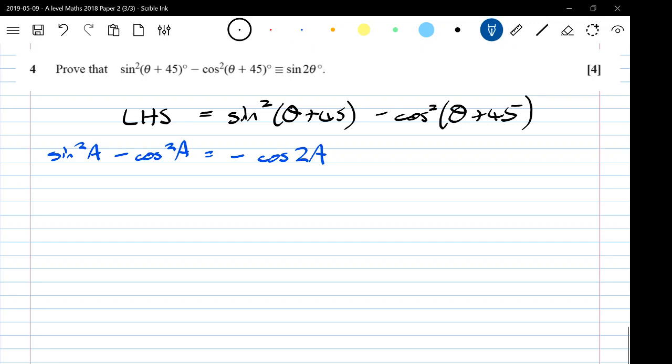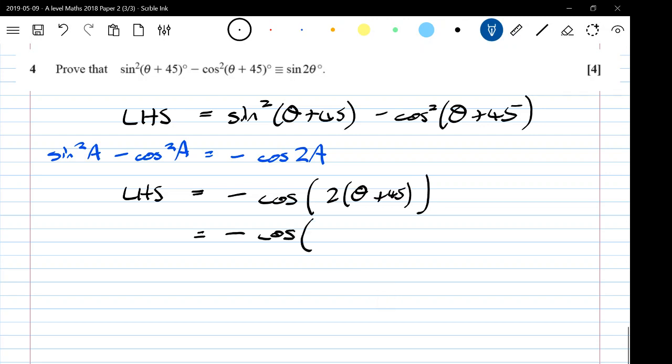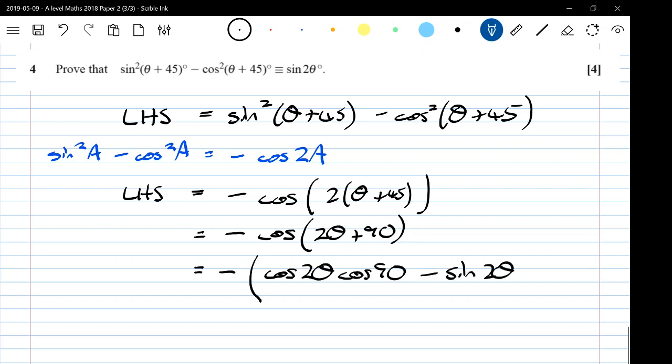So my first instinct for that was to say that the left-hand side is equal to minus cos of 2 times (theta plus 45). And I went straight for saying that is minus the cos of (2 theta plus 90). And now I'm going to use my cos (A plus B) formula. That is minus, cos (A plus B) is cos A cos B minus sine A sine B.